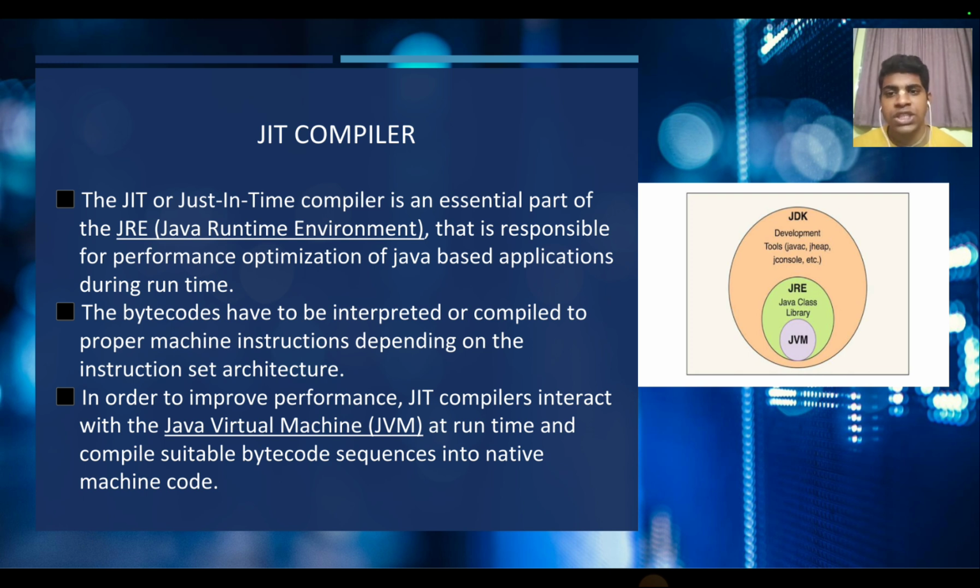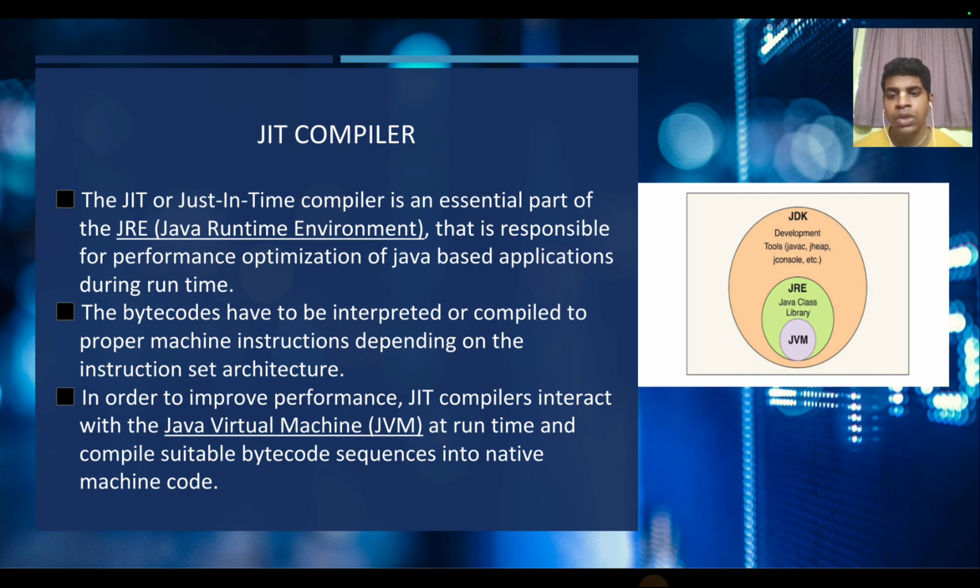The JIT, or just-in-time compiler, is an essential part of the JRE, the Java Runtime Environment, that is responsible for performance optimization of Java-based application systems during runtime. So it helps in performance optimization. The bytecodes have to be interpreted or compiled to proper machine instructions depending on the instruction set architecture. So we have to interpret or compile the bytecode into machine code. That is a task for the JVM.